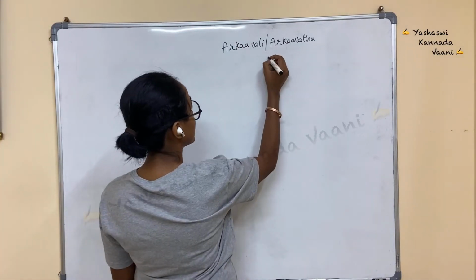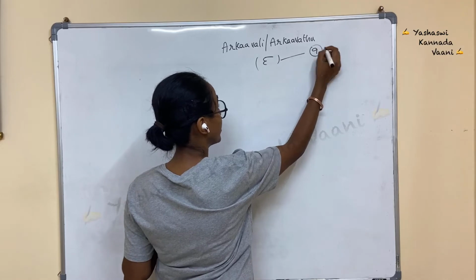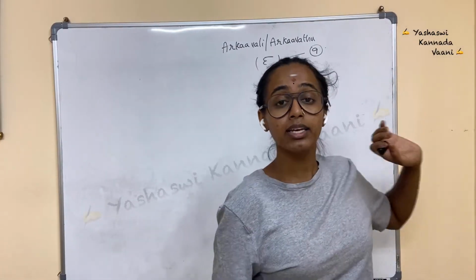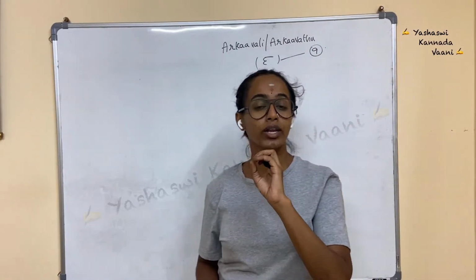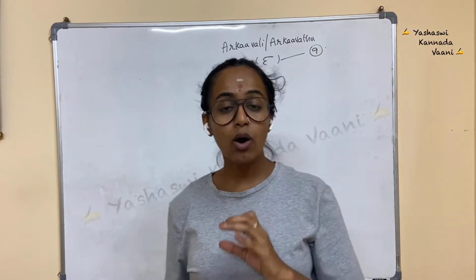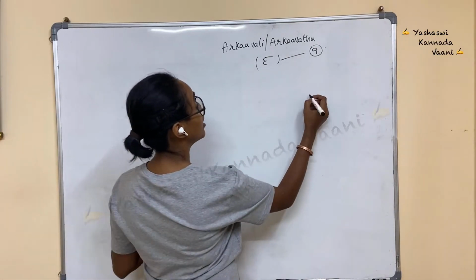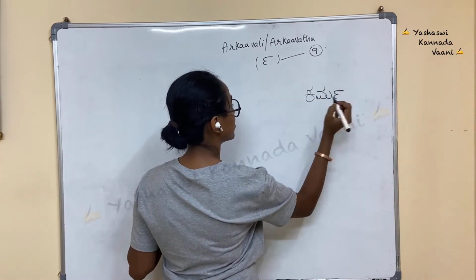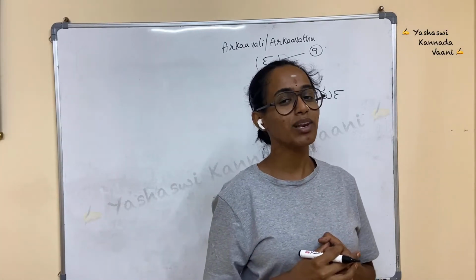How is this symbol? This is the symbol. This is also a number 9 in Kannada. But when it comes to the word, this is not a number 9. This will be called Arkaavali or Arkaavathu. So now we'll learn how to read the word when there is an Arkaavali. For example, if you have it like this, how do you read it? This is what we are going to learn today.